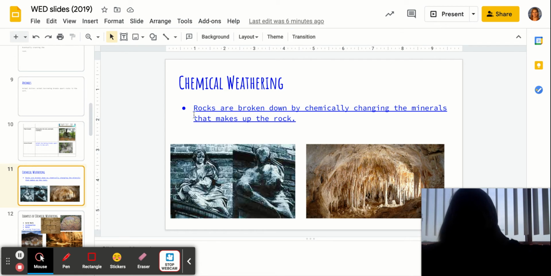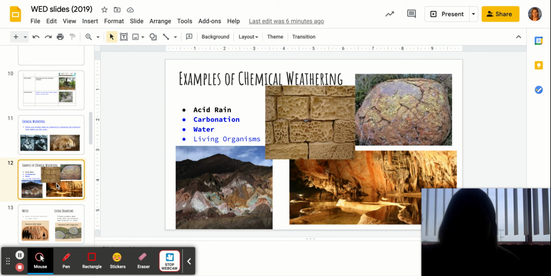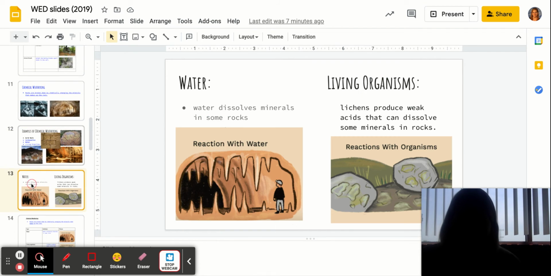Rocks are broken down by chemically changing the materials that make up the rock. Okay, examples of chemical weathering will be acid rain, carbonation, water, and living organisms. These are examples of chemical weathering. Okay, so water. Water dissolves minerals in some rocks. For example, this is how caves are formed, by water carving out to form caves or caverns.